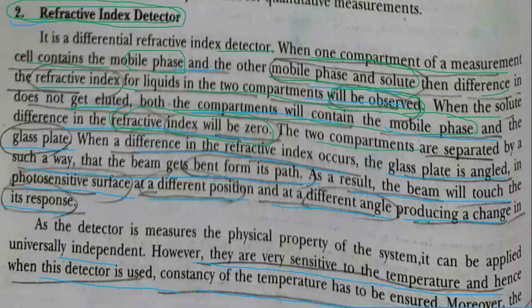Now the two compartments are separated by a glass plate. When a difference in the refractive index occurs, the glass plate is angled in such a way that the beam gets bent from its path. As a result, the beam will touch the photosensitive surface at a different position and different angle, producing a change in its response. So the response of the beam changes when there is any substance present in the solvent. As this detector measures a physical property of the system, it can be applied universally.